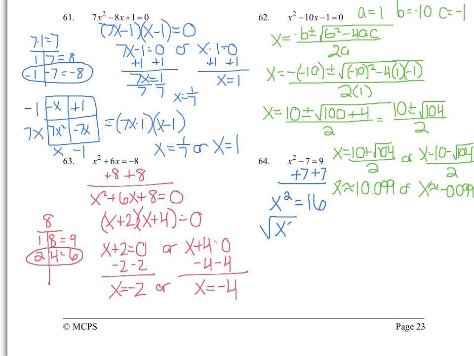So I'm going to square root x squared, and I'm going to square root 16. But don't forget, when you square root a variable, you've got to add in that plus or minus on the other side. So x is going to equal plus or minus the square root of 16, which is 4. Therefore, my zeros are x equals -4 or x equals +4.